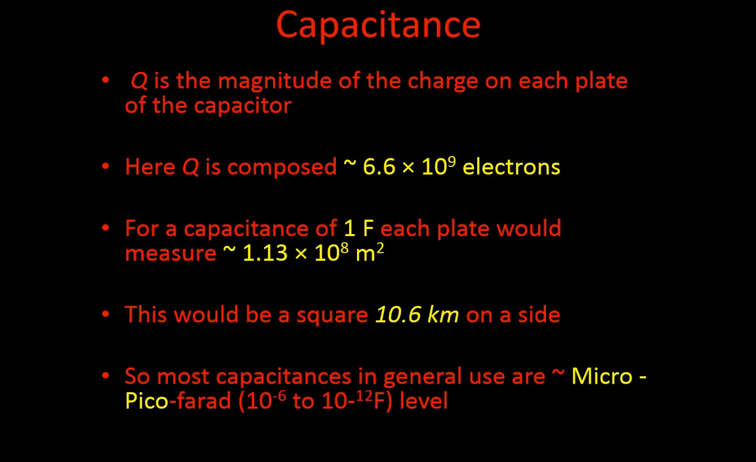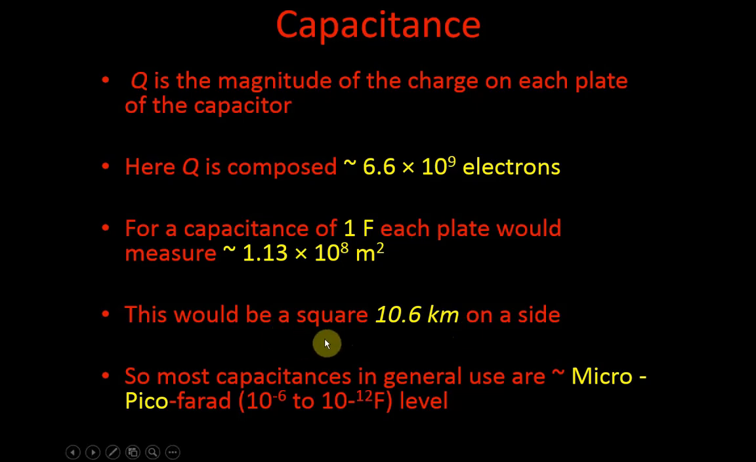So for a capacitance of 1 farad, remember 1 farad is a very, very big unit. We would have to have a plate that was 1 times 10 to the 8 square meters in area. The reason being that when you have like charges put onto a plate, they will repel from one another and want to get as far away from one another as they possibly can. Consequently, if we had a 1 farad capacitor, that capacitor, if it was made as a square parallel plate, would wind up being 10.6 kilometers on a single side.